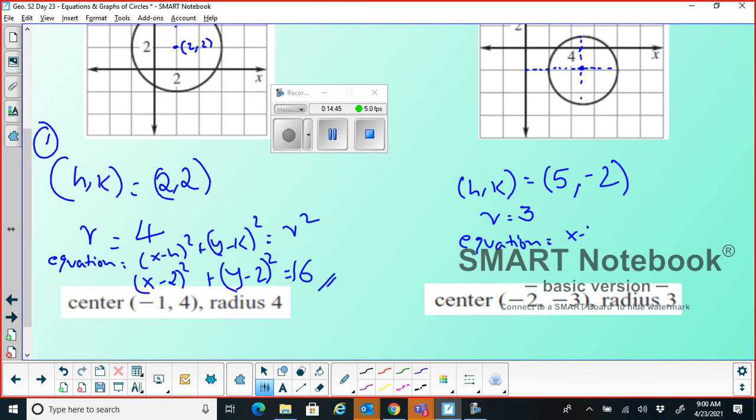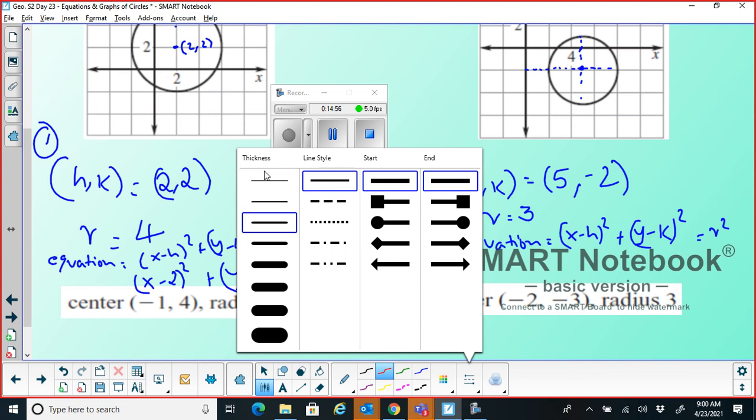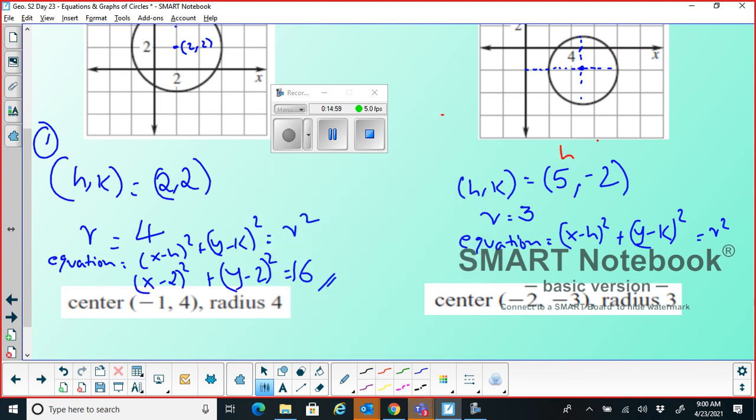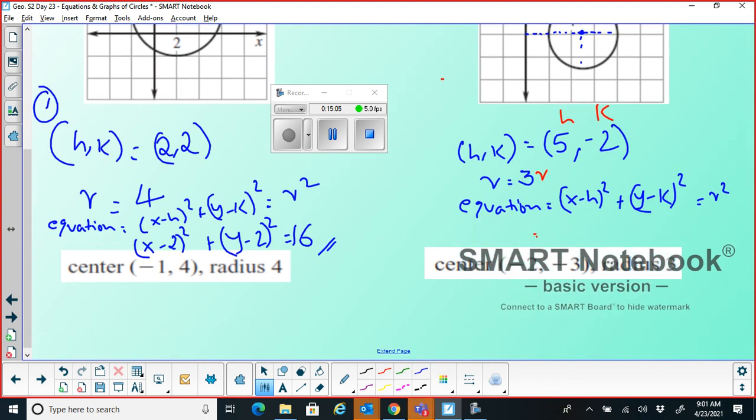And the equation is once again x minus h whole square plus y minus k whole square equals r square. And we have these to be our h, k and r. So this is our h, k and this is our r. So let's substitute. I will have x minus h, which is 5, whole square, plus y minus of minus 2 whole square equals r, which is 3 square.